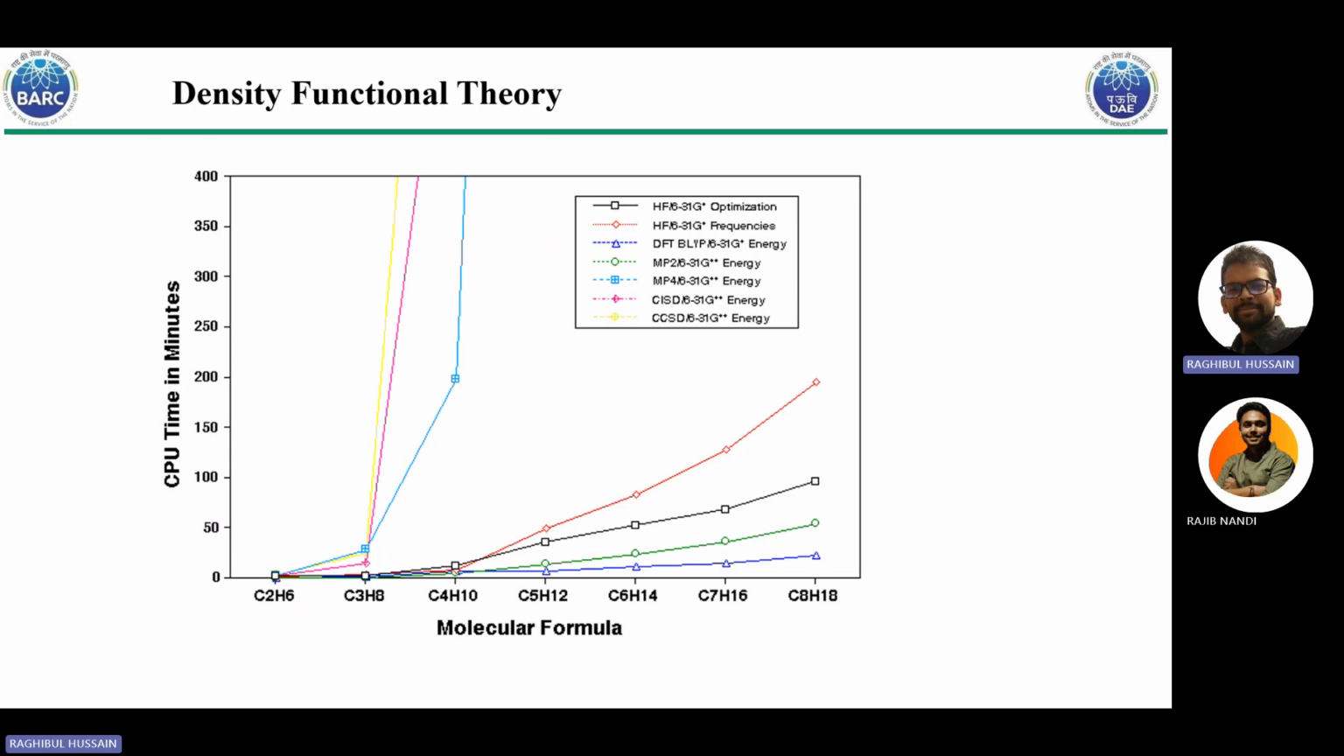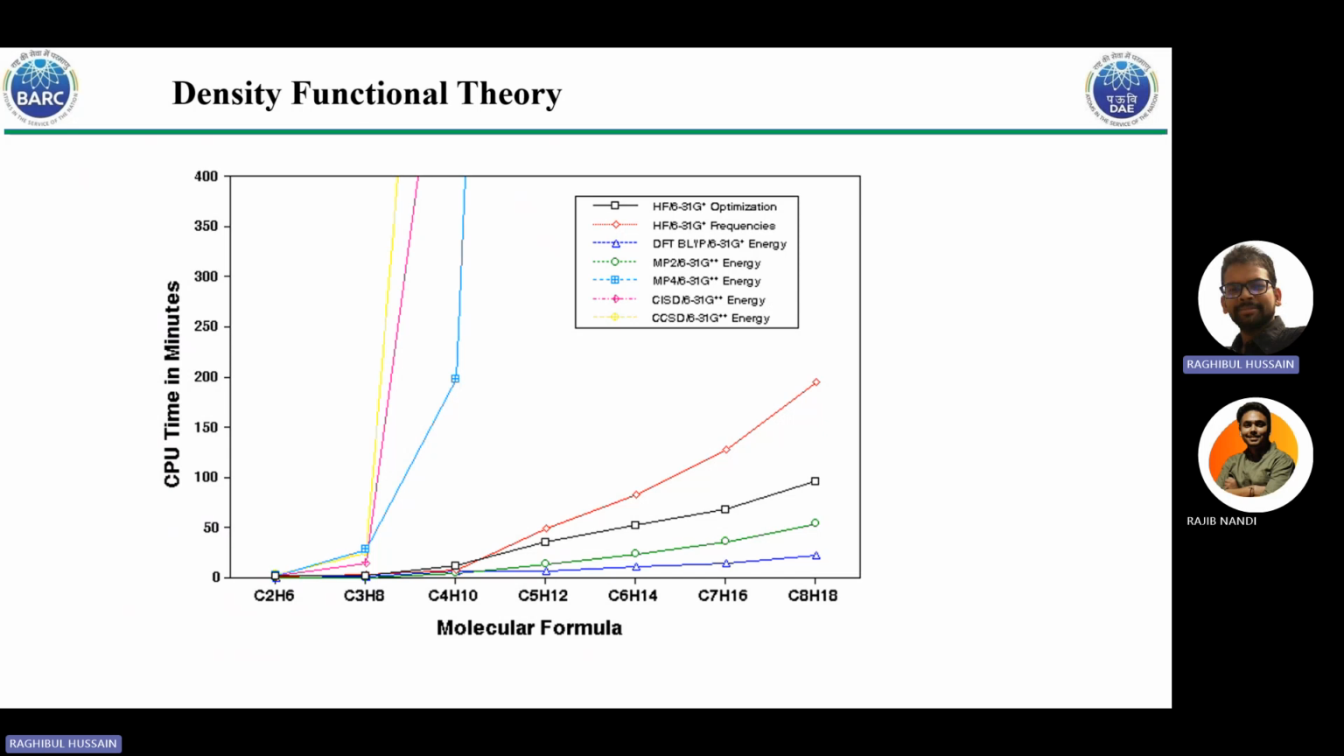Your calculation time: you see the size of the molecule is getting increased, but the DFT GPU time is not much increased. So what is the meaning of it? Any idea? It is increasing very slowly. Linear scaling, have you heard about it? DFT has very good linear scaling. If your molecular size is increasing, it will not take much time. But in other cases, it will be exponential.